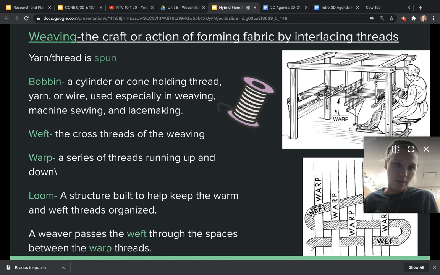As you can see, up there in this top right-hand corner is an example of a loom. This is an actual kind of machinery that allows you to make tight weavings and helps make sure that there's no gaps in your weavings. But the main thing to keep in mind is whenever you are using a loom, or if you are doing it by hand, the weaver always passes the weft through the spaces in between the warp. That's the main thing to gain from this.